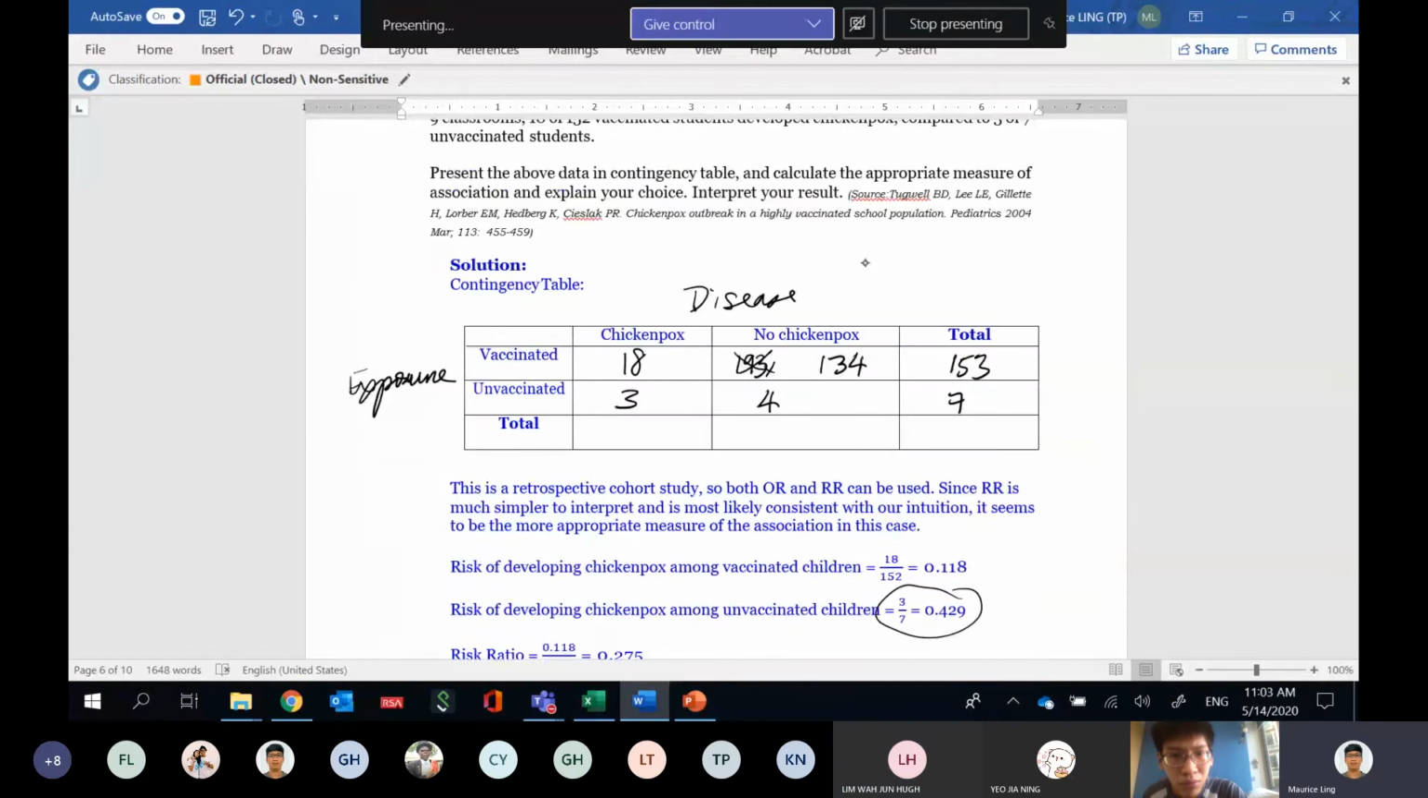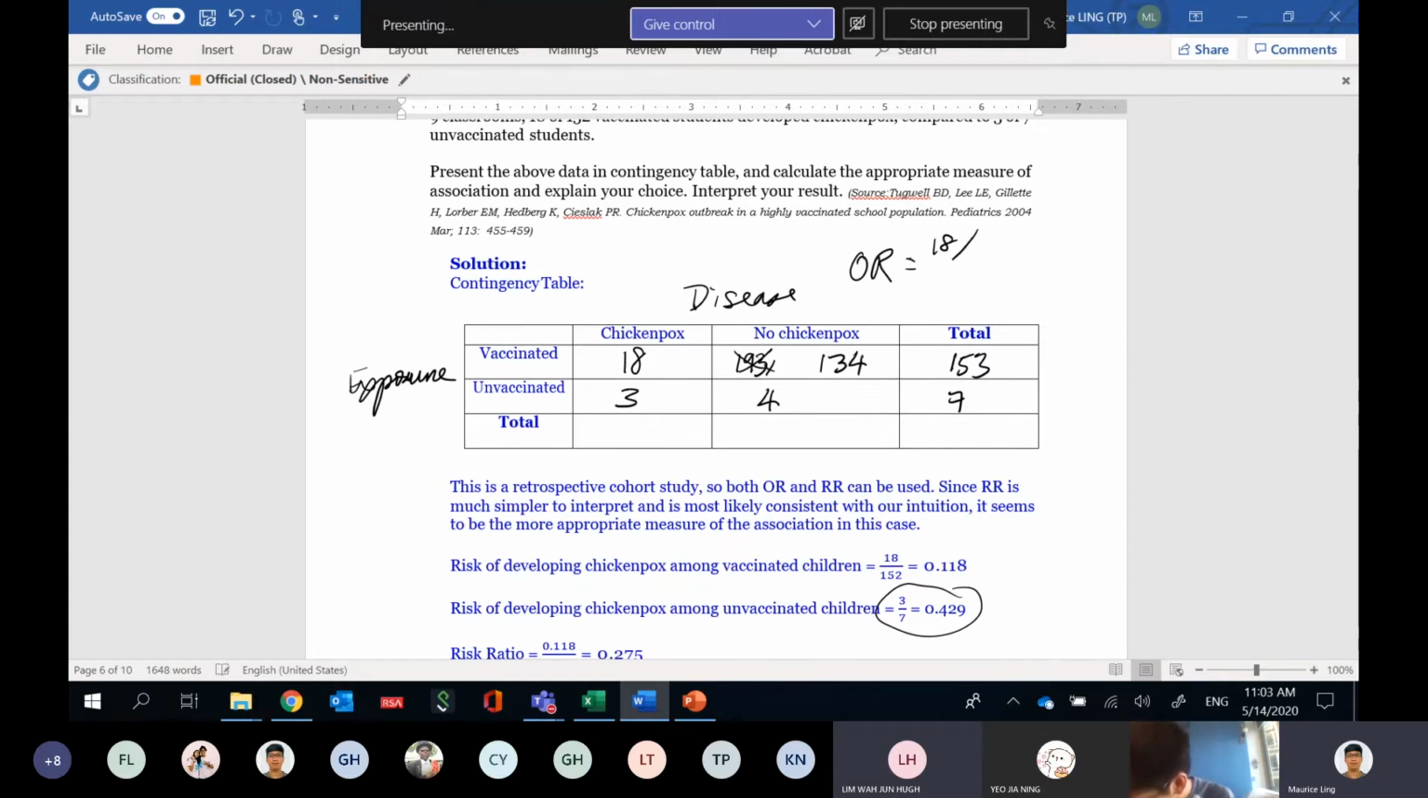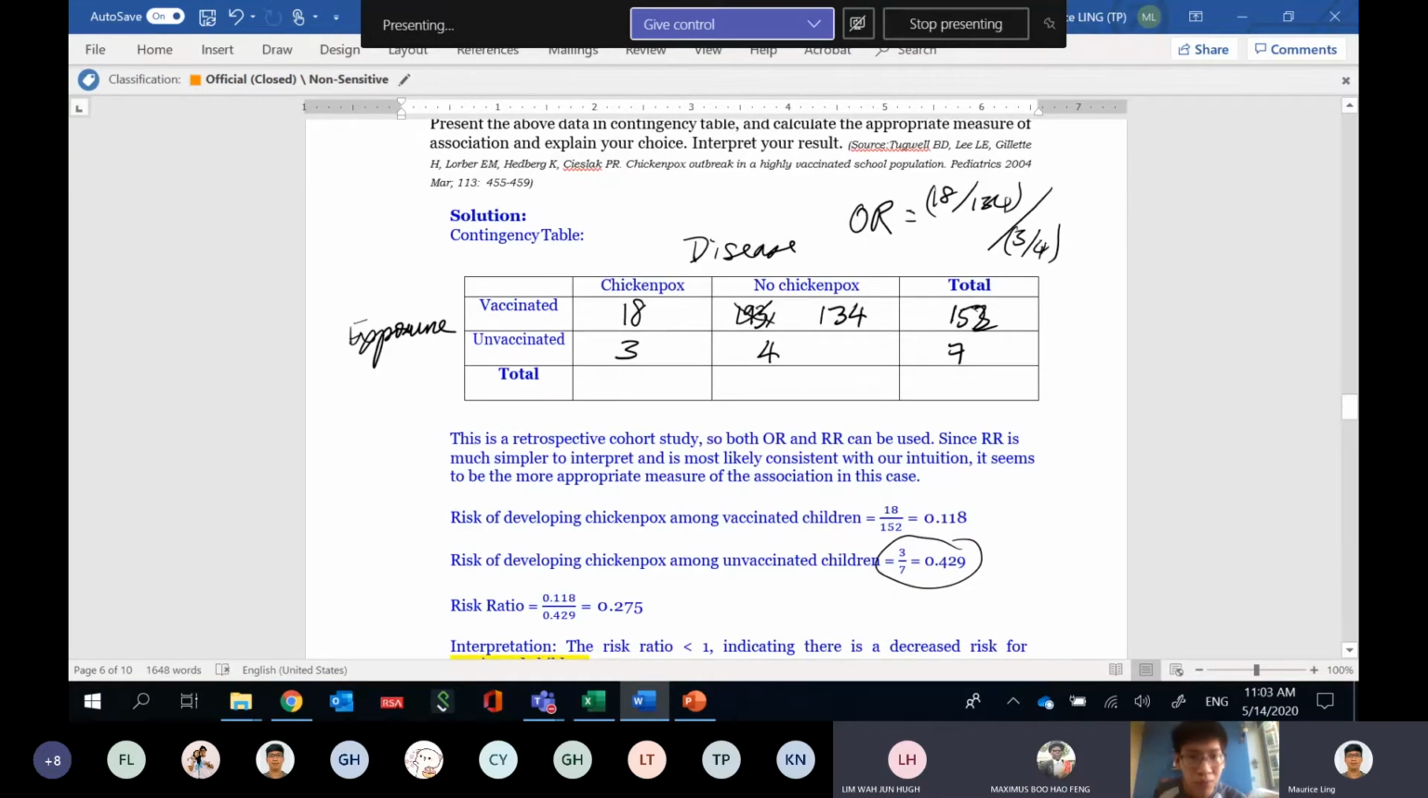So why not someone calculate what is the odds ratio? Okay, Maximus, why don't you help me calculate the odds ratio? Means 18 divided by this 1 by 2. This is 18,134. 3. Is it 0.179? Yep, 0.179.